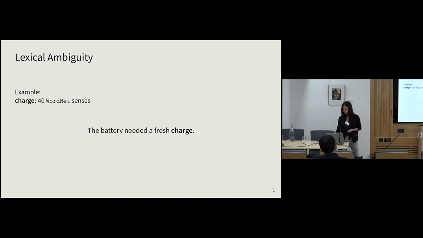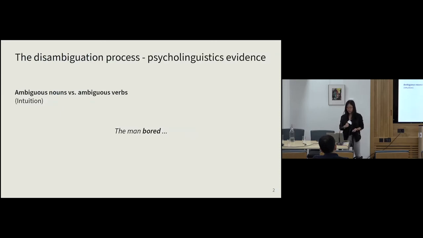In order to see how this works, we have to move on to psycholinguistics and see how people have theorized about how people deal with ambiguity. There are many different things that influence how people disambiguate words. The first thing is grammatical type. Ambiguous nouns and ambiguous verbs are not disambiguated in the same way.